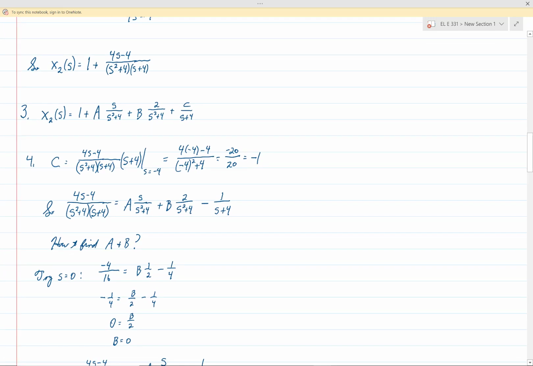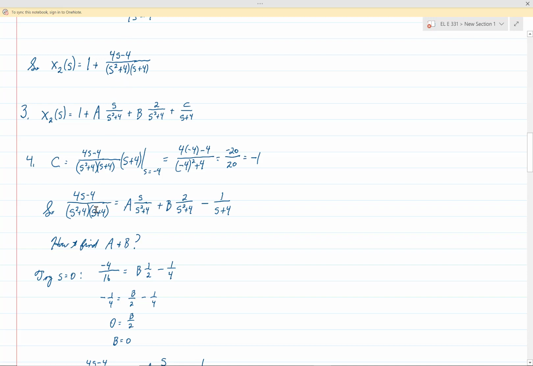Now, if we substitute that c equals negative 1 back up into here, we have X2 of s, as we've seen from the beginning. And let me make sure you understand. This part is not X2 of s, because X2 of s is 1 plus that. So right now we're just dealing with this second term. So we have 4s minus 4 over s squared plus 4 times s plus 4. I'm just bringing down this term. We'll worry about the 1 later. Right now we're just working with this.